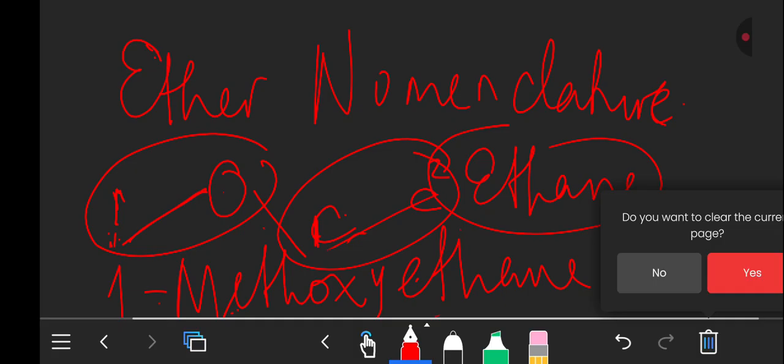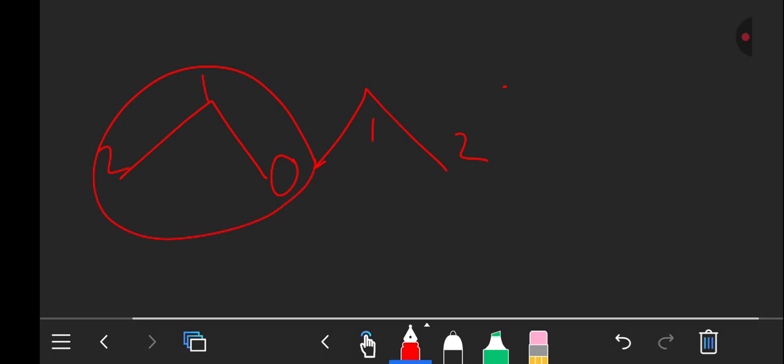Okay, let's look at another example. Let's say I have a structure like this. What would be the name of this structure? So I'll number this carbon as 1, 2. Because it has 2 carbons also, I'll consider this to be an ethoxy. Okay, this will be an ethoxy. Then this one will be an ethane.